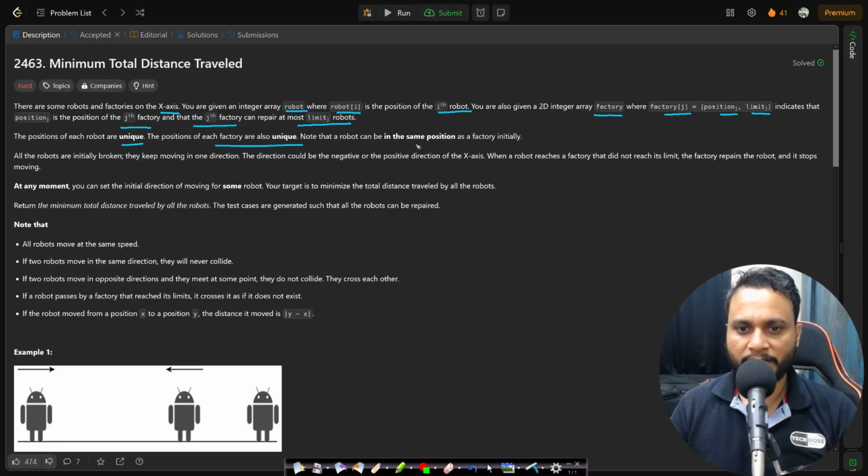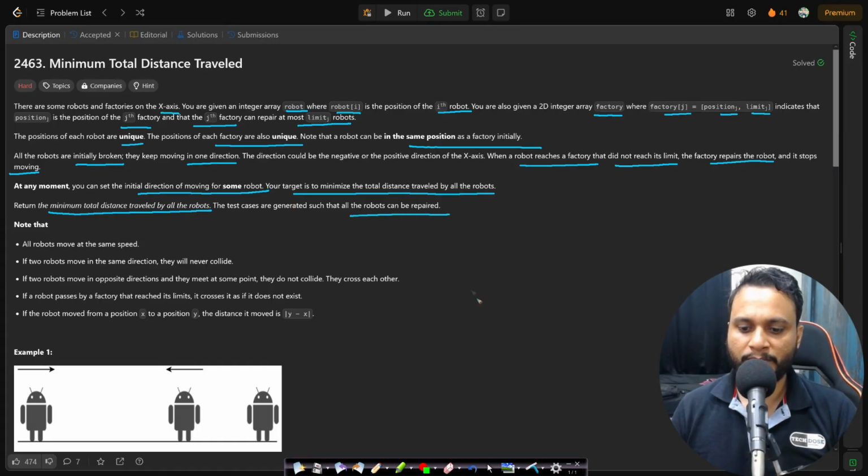Note that a robot can be in the same position as a factory initially. All the robots are initially broken. They keep moving in one direction. The direction could be negative or positive direction of the x-axis. When a robot reaches a factory that did not reach its limit, the factory repairs the robot and it stops moving. At any point, you can set the initial direction of moving for some robot. Your target is to minimize the total distance traveled by all the robots. Return the minimum total distance traveled by all the robots. The test cases are generated in such a way that all the robots can be repaired.